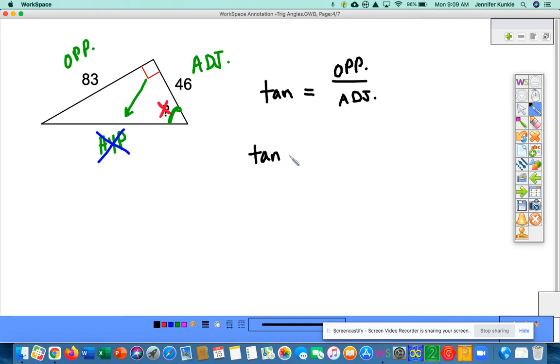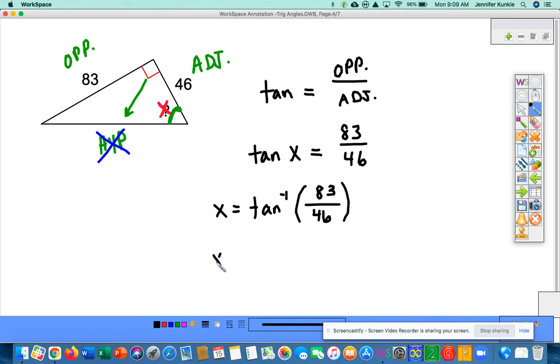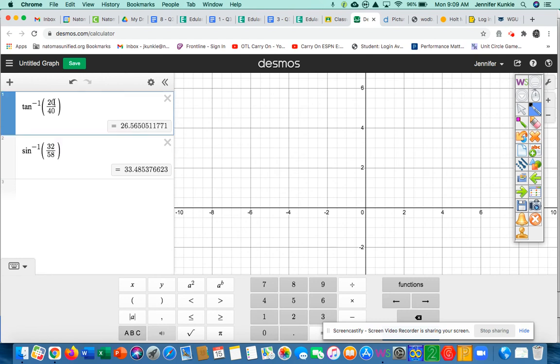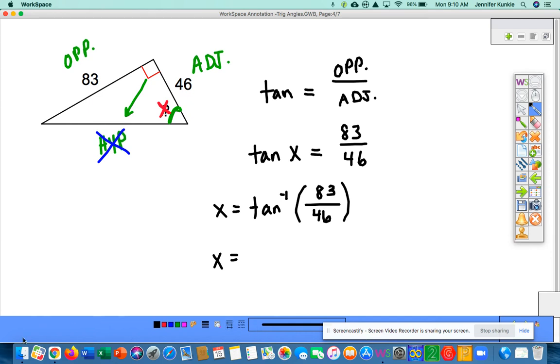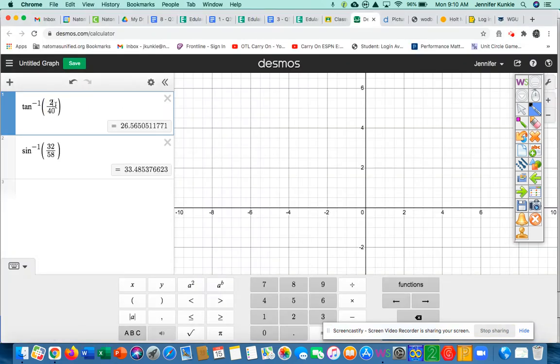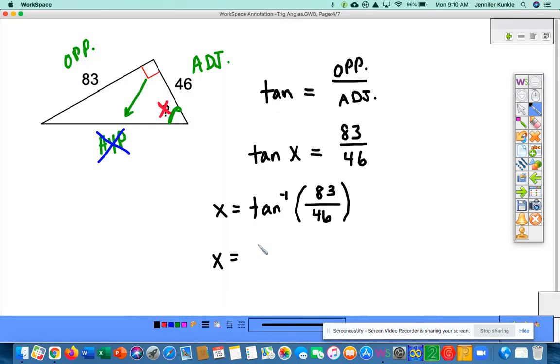So I know tangent of some angle is going to equal 83 over 46. So I'm going to do the inverse tangent of 83 over 46. All right, so I go back to Desmos. I already have the inverse tangent up here, so I'm just going to use that one again, and I'll just type in 83 over 46. And that gives me 61. So my correct answer is 61 degrees.